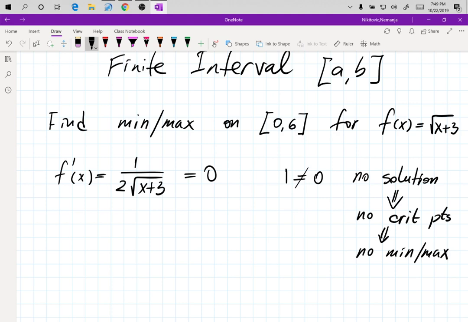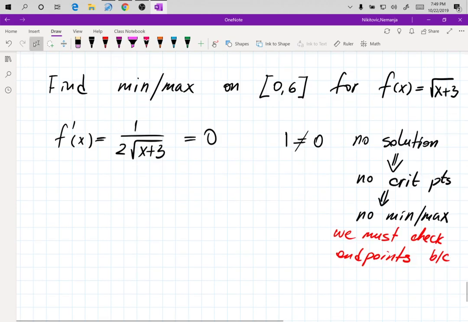But hold on, this is on the interval. If it's on the interval, we must check endpoints because of AB. So now I don't have any minimum or maximum inside the function, but the endpoints are going to provide me with the min and max.